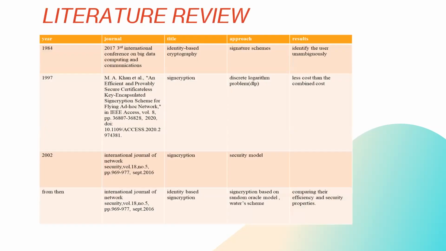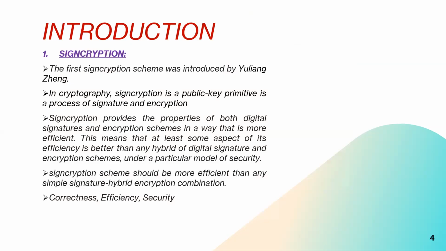This is the literature review that has been done on sign encryption methods from 1984, and since then research on sign encryption has been going on. Sign encryption was first introduced by Yuliang Zhang. In cryptography studies, sign encryption is basically a public key method that consists of both the encryption process and the signature, that is, a digital signature.